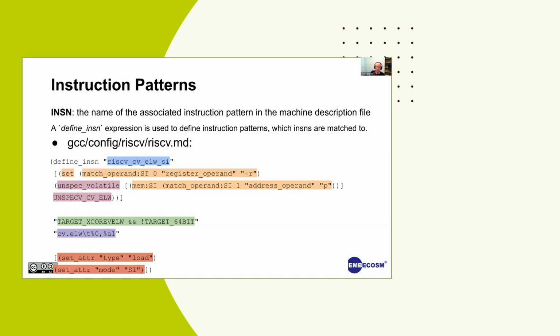And the destination is SI, a mode; we're matching an operand. We're looking for something that is SI, so it's a single word integer. At this stage we're just looking for the size, not worried about whether it's unsigned or signed. And this is argument 0 in the pattern, because in RISC-V the destination comes first. So we're looking for the very first thing: something that's a single word integer, and it's a register operand. It's got to be something in a register.